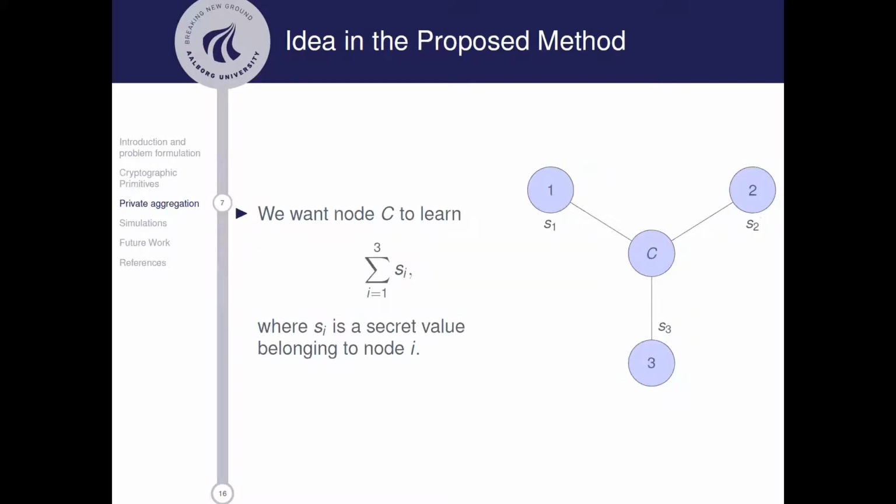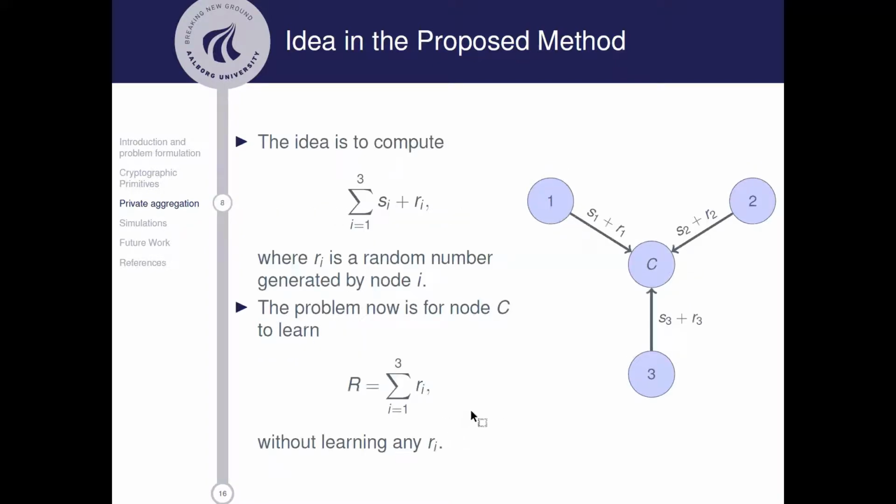We're now ready to explain the idea in our proposed method. And just to remind you, the goal is for node C to learn the sum of its neighbors' values, so in this case, S1 plus S2 plus S3. And what we propose is that each node masks their secret value by a random value that they choose themselves. So in this way, node C only learns this masked value here, so he doesn't get any information about the secret data.